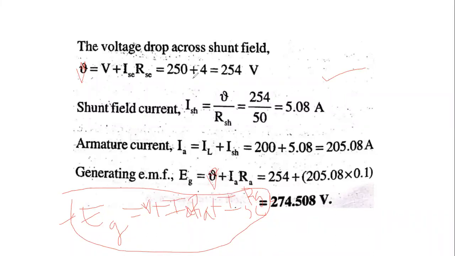What is the voltage across the load? That is 250. Therefore, we substitute 250 directly in this formula: 250 plus IA RA, where IA equal to IL plus ISH. IL is already given, that is 200 amperes, plus ISH, which is capital V by RSH. Then we calculate the EG value.